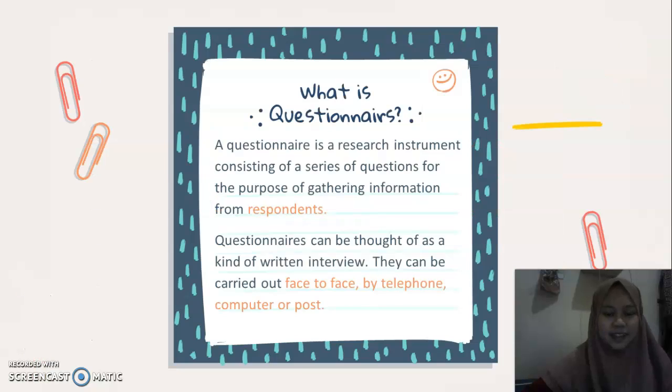First, questionnaires. What is a questionnaire? A questionnaire is a research instrument consisting of a series of questions for the purpose of gathering information from respondents. Questionnaires can be thought of as a kind of written interview. They can be carried out face-to-face, by telephone, computer, or post. So the questionnaire is something that we offer to our respondent, and it can also be written in a link.